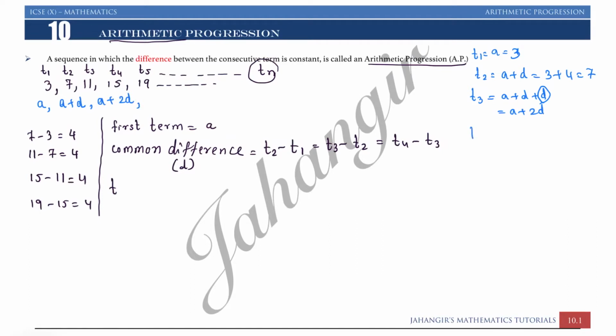Now T4. If we have to find T4, what will we do? To A plus 2D we will again add D. It will become A plus 3D. So as we see, the first term is A, the second term is A plus D, the third term is A plus 2D, and the fourth term is A plus 3D, and so on up to the nth term, which is Tn.